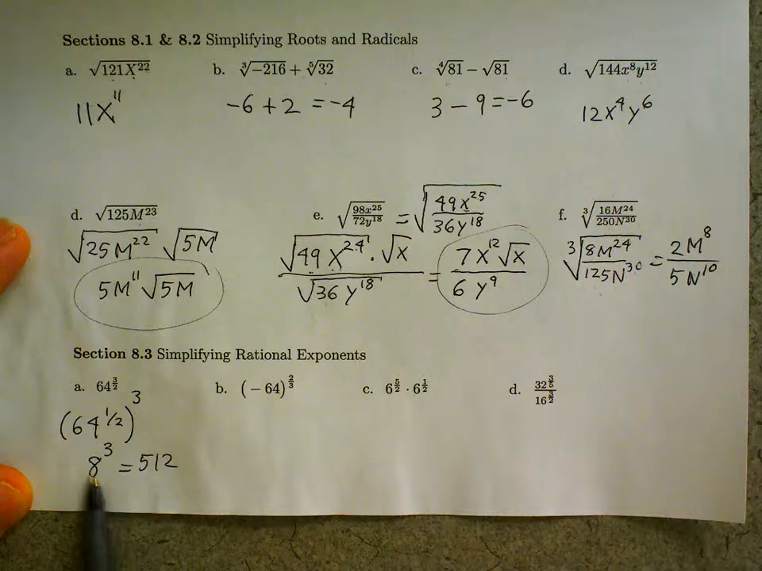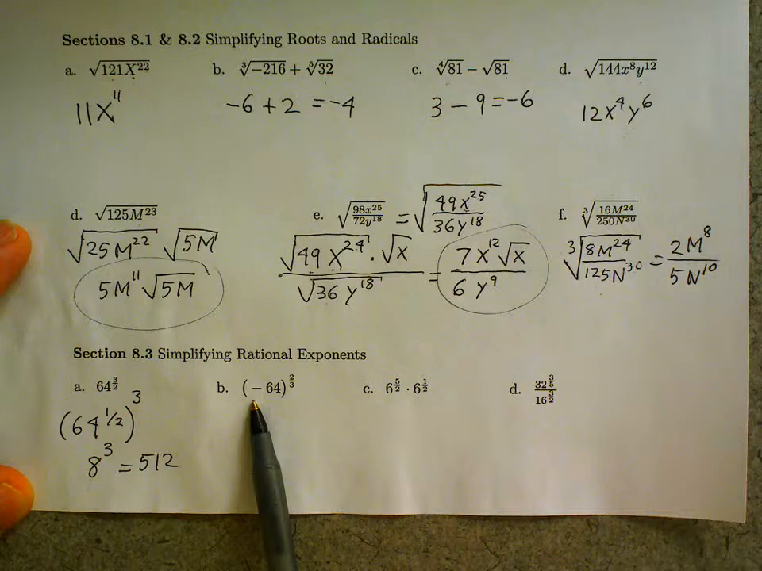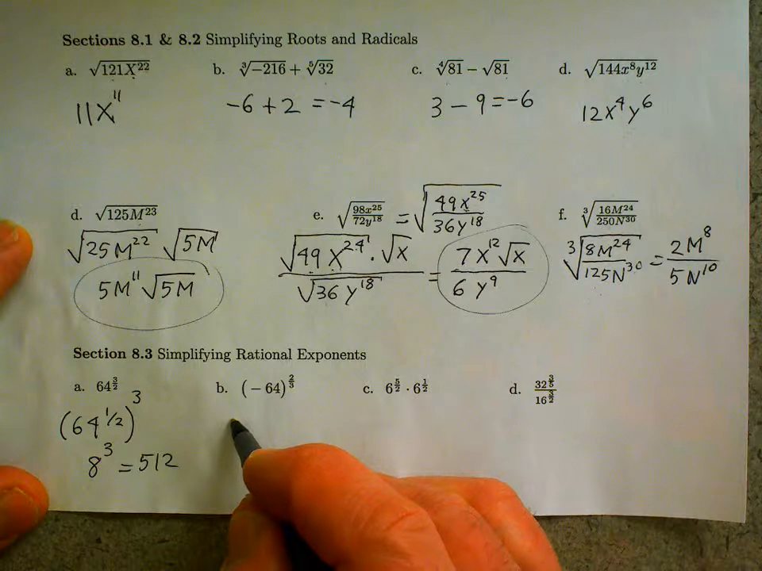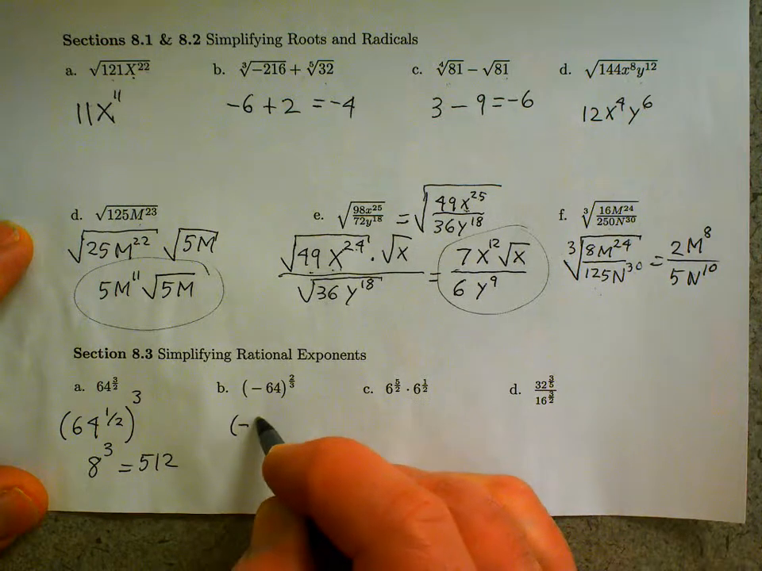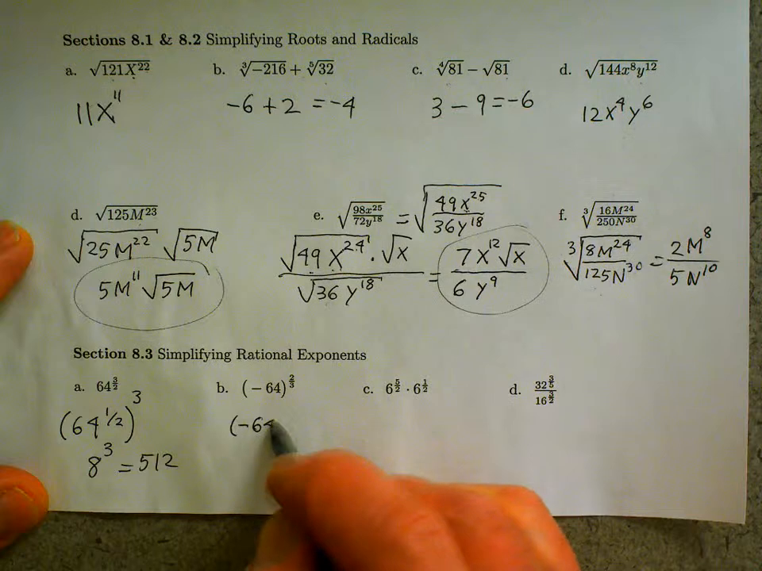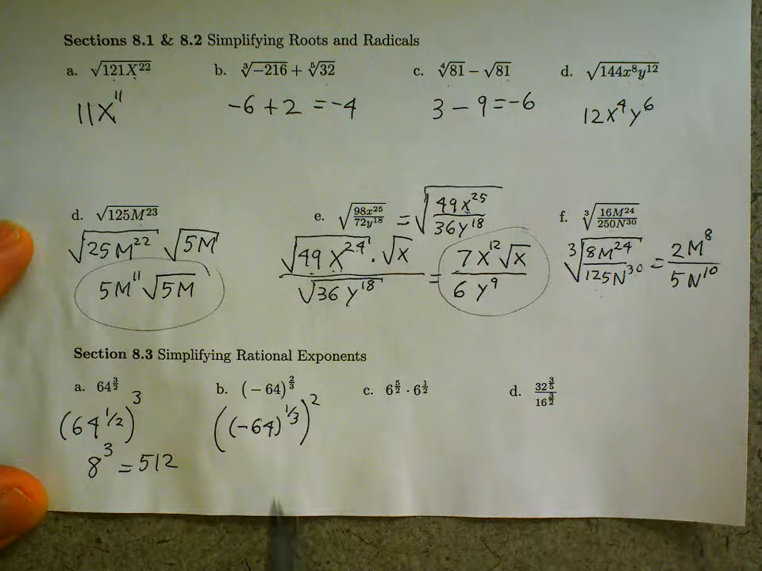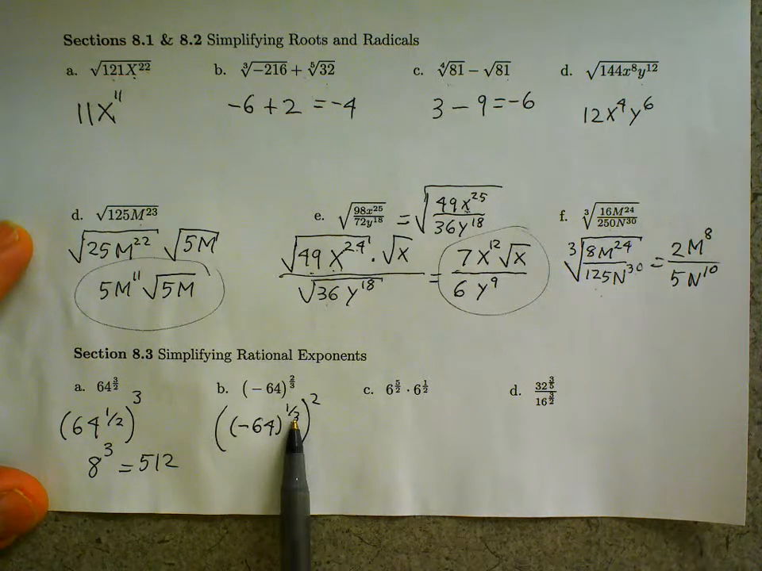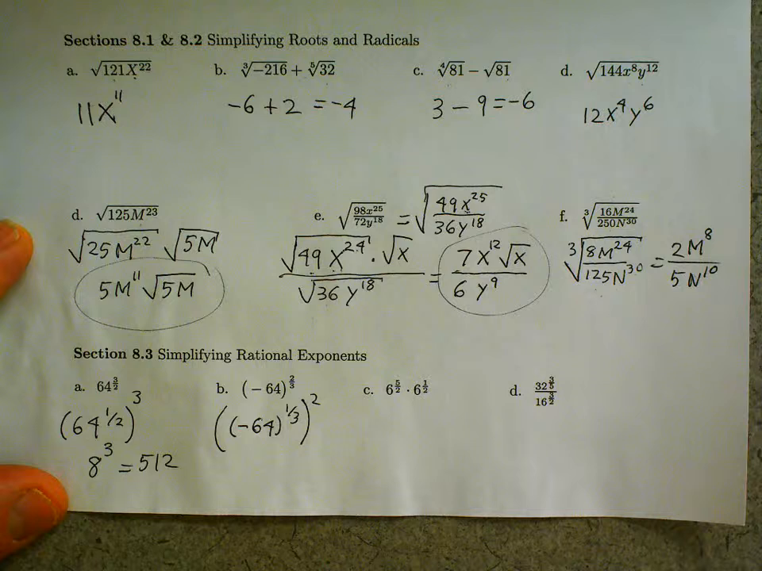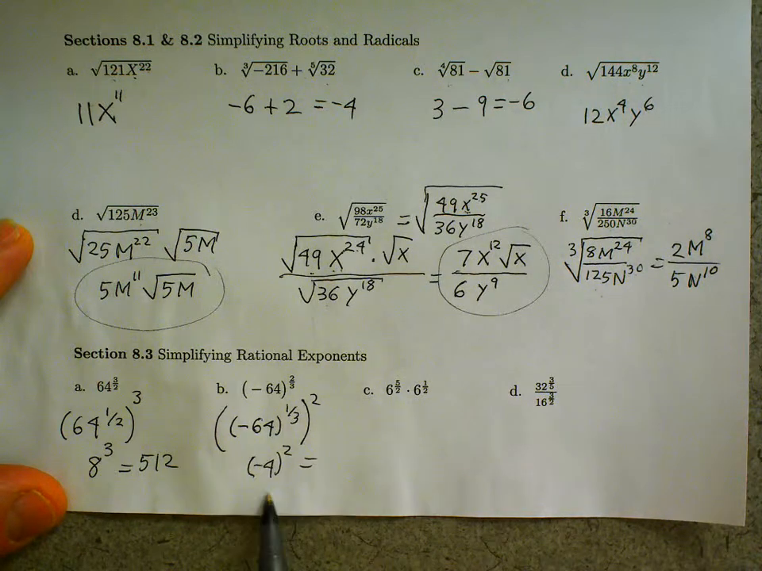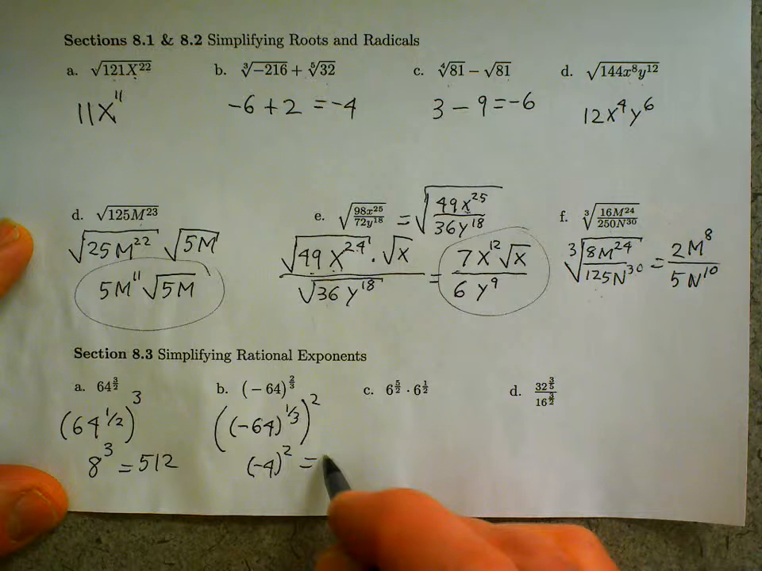So with a calculator, you can easily compute that. The next one, the number negative 64 in parentheses raised to the 2/3 power. So if we rewrite it as negative 64 to the 1/3 and then to the second, the number negative 64 to the 1/3 is negative 4, because negative 4 to the third is negative 64. So this is negative 4 to the second. And then negative 4 to the second is negative 4 times negative 4, which is positive 16.